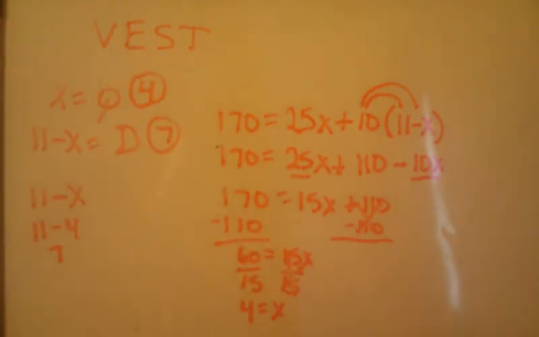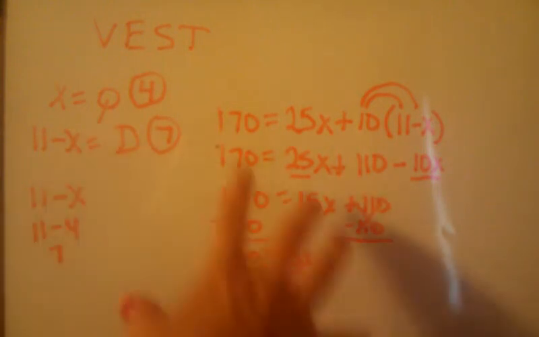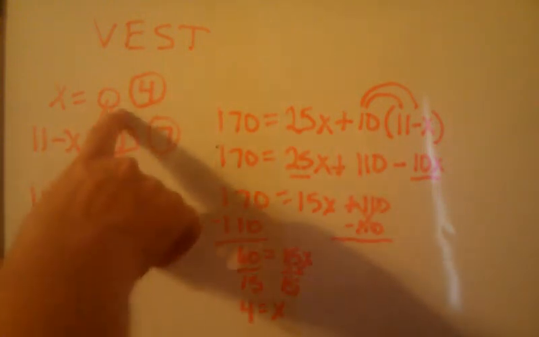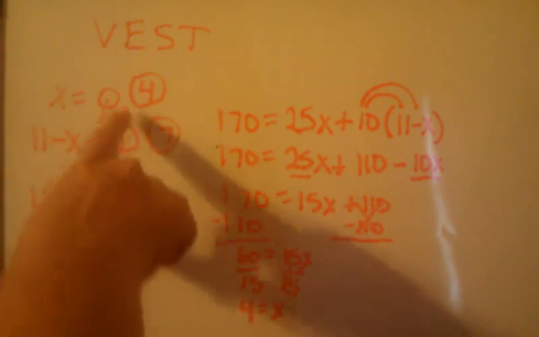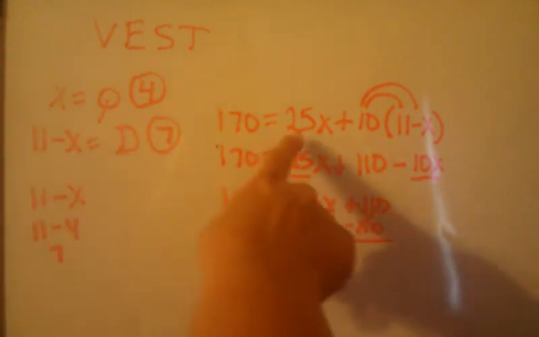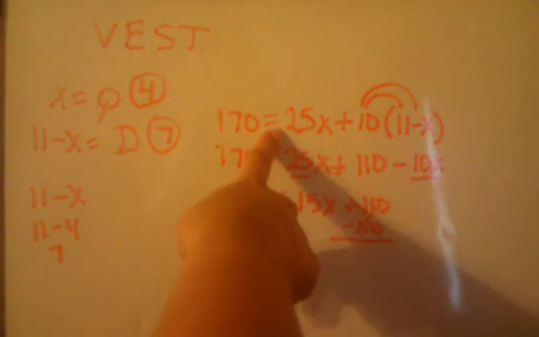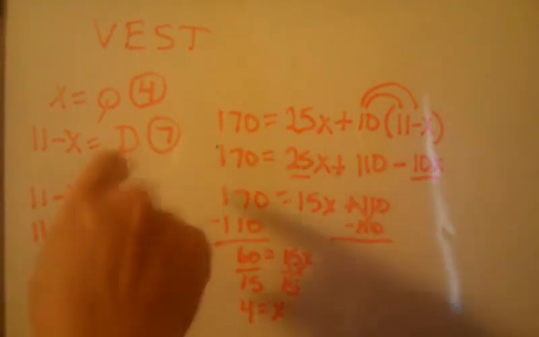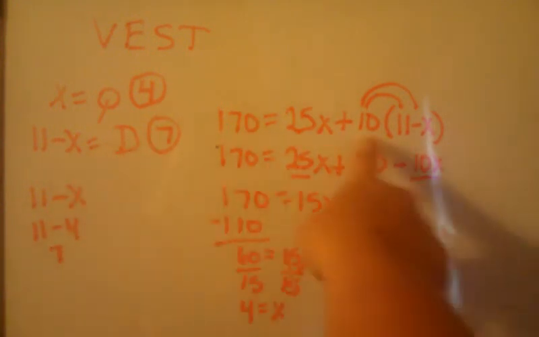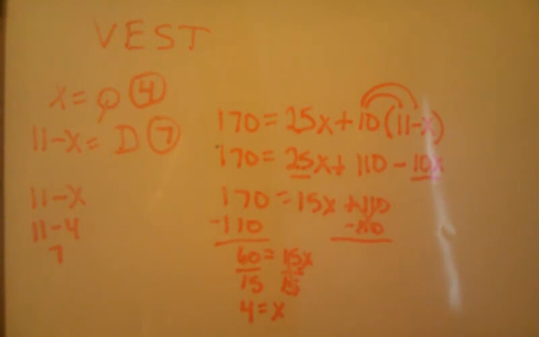Okay? Remember, with money, to get the value, you have to multiply it times however much the coin is. This is quarters, but we multiplied it times 25 cents because quarters are 25 cents. These are dimes, so we had to multiply the dimes times 10 cents because dimes are 10 cents. Okay? Did you remember that?